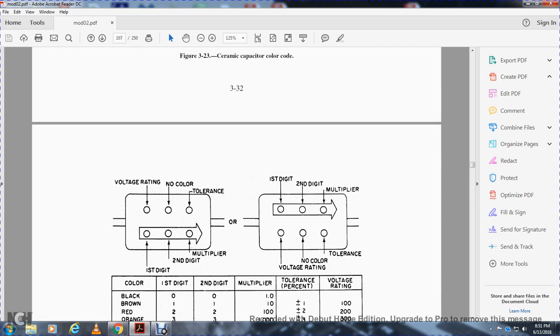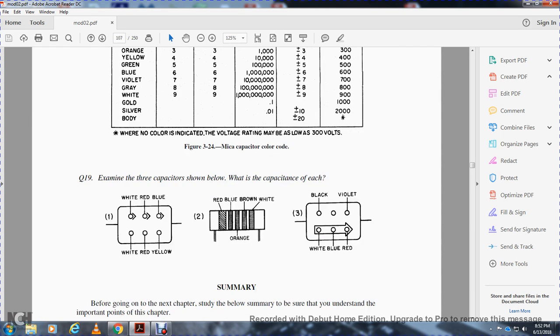Also, with the arrow going the other way, flip it around, it would be the first digit at the end of the arrow, the second digit, then the multiplier, pointing to the tolerance, no color, and voltage rating.